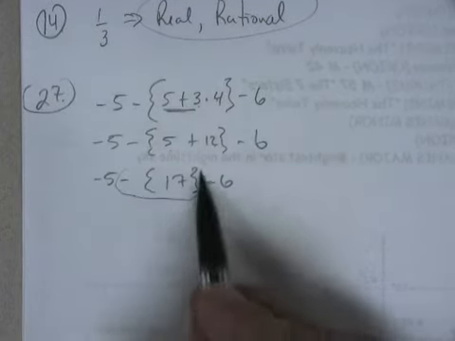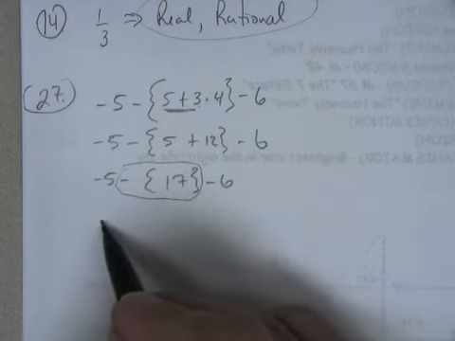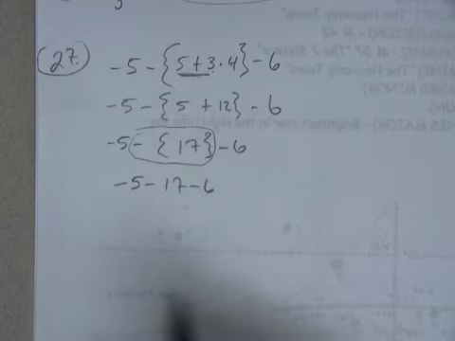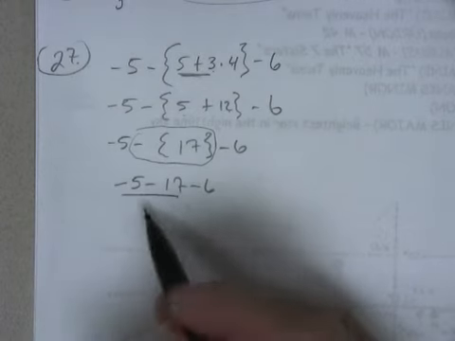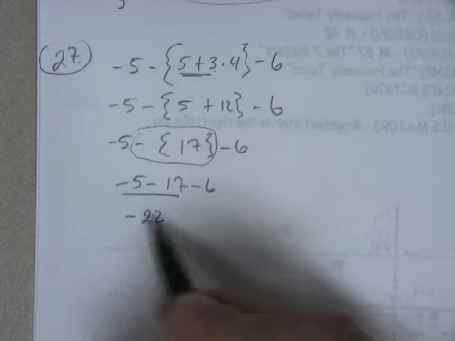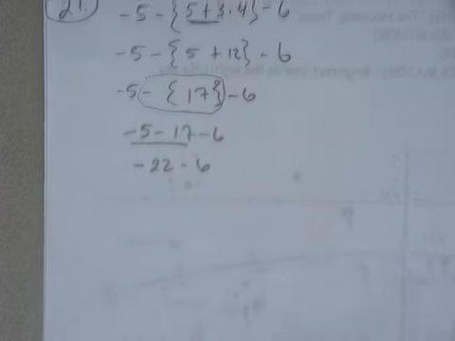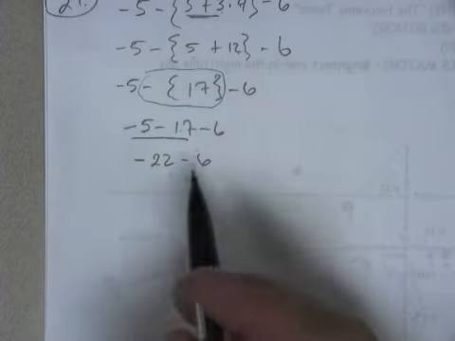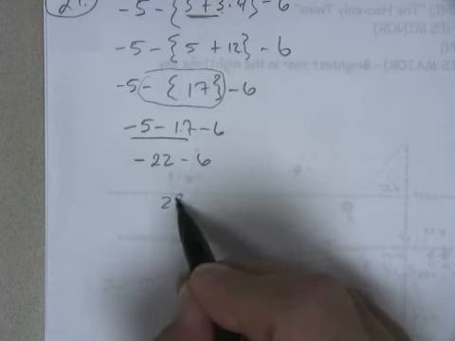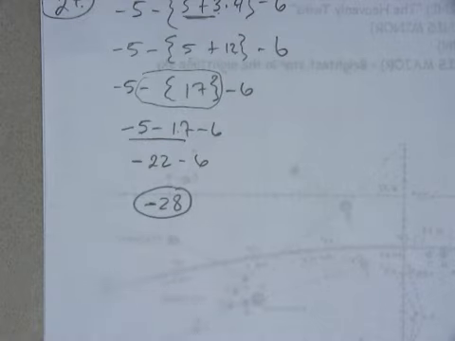Add those two together, bring down everything else. Remember this right here, we can classify as just negative 17. So this is negative 5 minus 17 minus 6. The signs are the same, so we add them together. 5 and 17 is 22. Keep their sign in the answer. Negative 22 and negative 6, signs are the same again, so that'll be negative. So add them together, that's negative 28. And there it is. That's number 27.